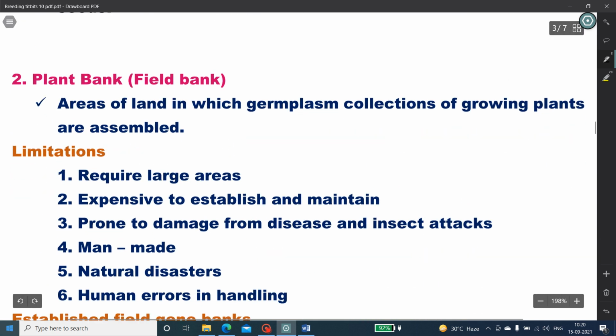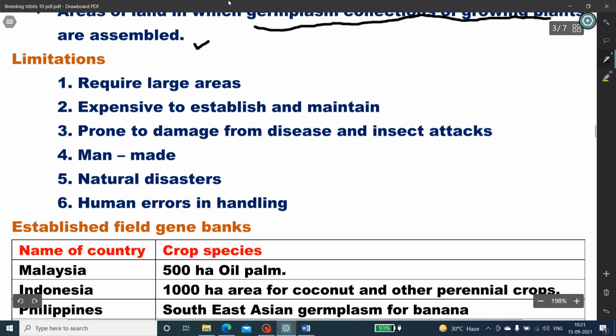And the second way is the plant bank, which is nothing but the field bank: areas of land in which germplasm collections of growing plants are assembled in natural conditions. There are some limitations. It requires a larger area. It is expensive to establish, and also costlier for maintenance.